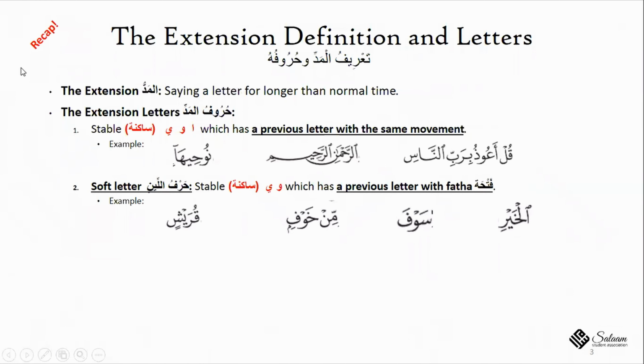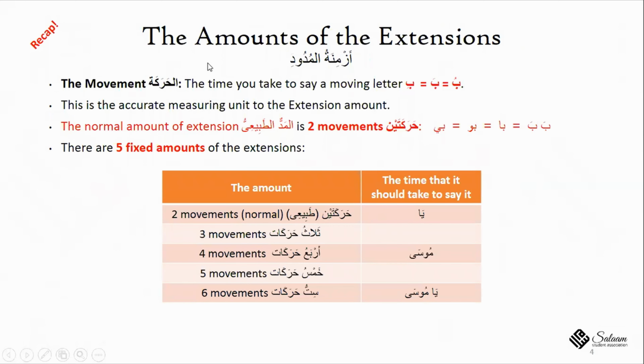What we had, this is a quick recap: the definition of the extension or mad, which is saying the letter more than normal, and then the extension letters alif, waw, ya, sakina, or stable, and previous with the same movement, or something we called a soft letter or harful lean. We did not have anything to do with this last lesson. I think this lesson we're not going to go into harful lean, except for one detail. But inshallah, next lesson we're going to do a separate type for this kind of extension letters. Then we discussed the amounts.